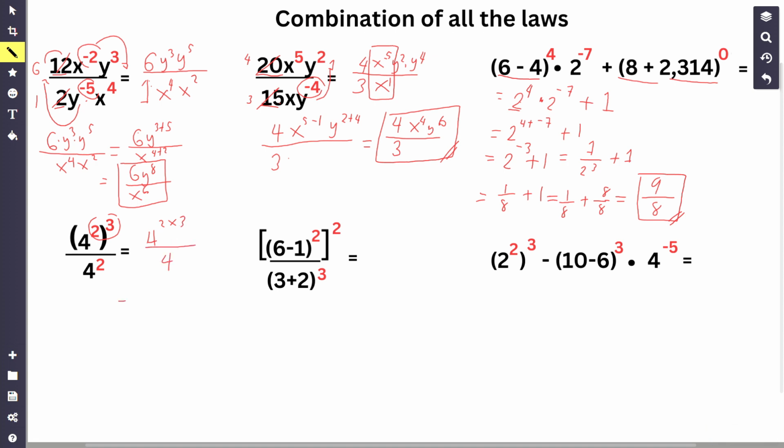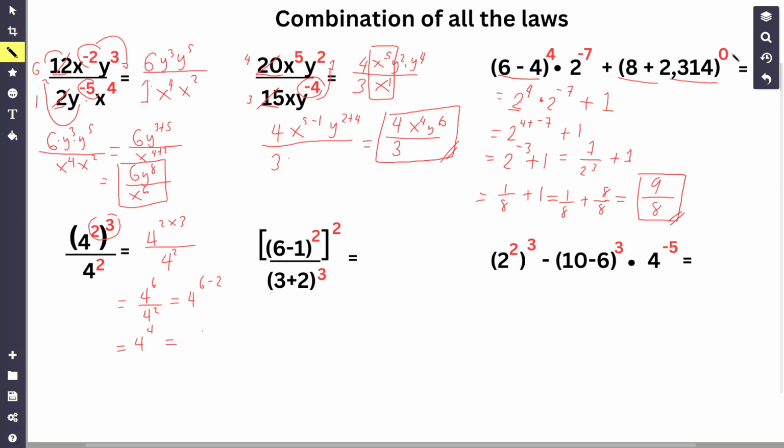Continue. What is 2 times 3? Obviously that is 6, so this is going to be 4 raised to 6 over 4 raised to 2, right? Now a division, 4 raised to 6 divided by 4 raised to 2. Again, this is division, so we will use the quotient rule. And what do we do in the quotient rule again? We just subtract exponents. And now, this is going to be equal to 4 raised to 4.